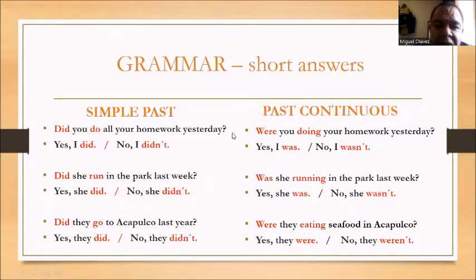For this kind of questions, we have two possible short answers, one affirmative and one negative. In the simple past, we have yes, I did. No, I didn't. Yes, she did. No, she didn't. The auxiliary verb doesn't change. For the past continuous, we have was or were. It depends on our subject. Yes, I was. No, I wasn't. Yes, you were. No, you weren't. Yes, they were. No, they weren't. Yes, she was. No, she wasn't.